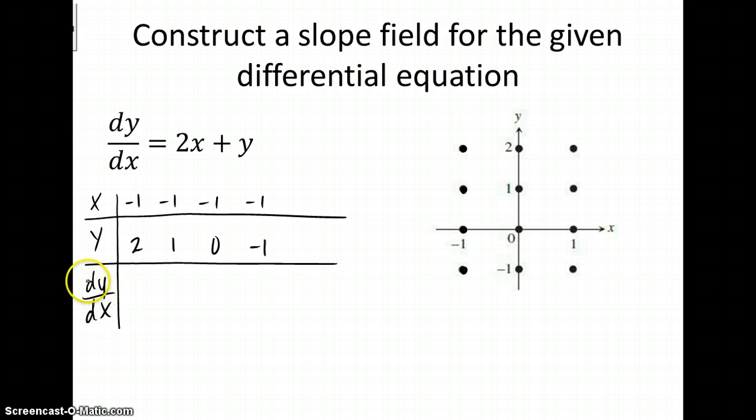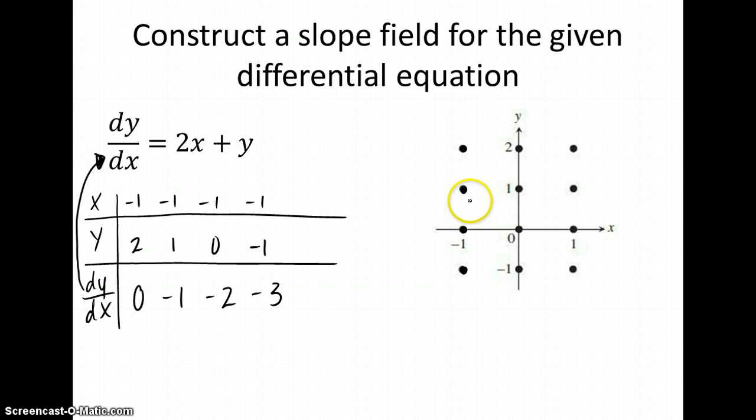Now how do I find dy/dx? Well, we're given the differential equation. So we replace our x's and y's with the appropriate values depending on the point where we are. -1 plus 2 gives me a slope of 0. -1 plus 1 gives me a slope of -1. -1 plus 0, and then -1 minus 1 would give me a slope of -3.